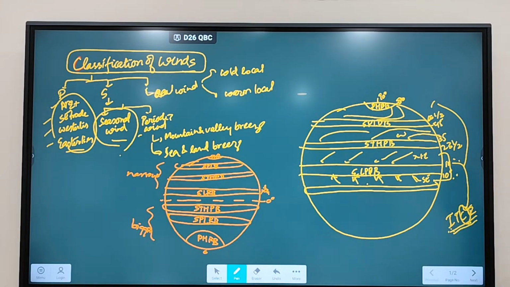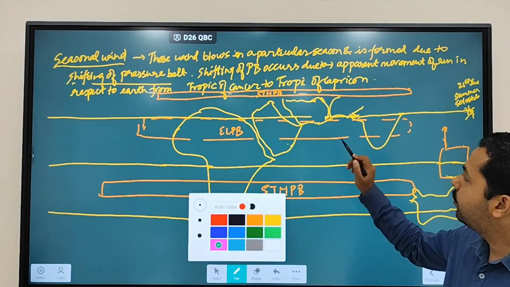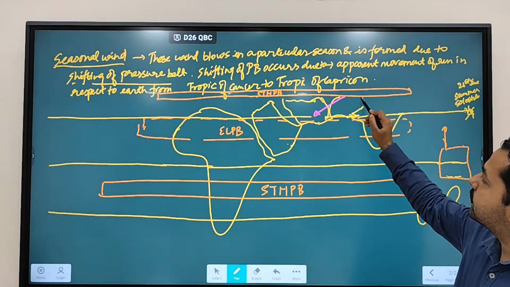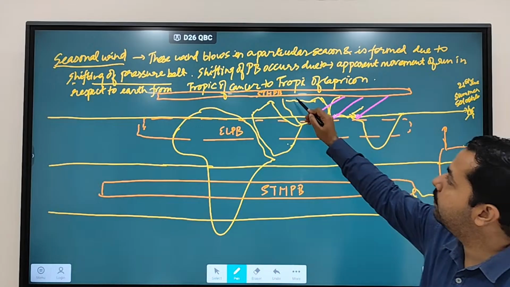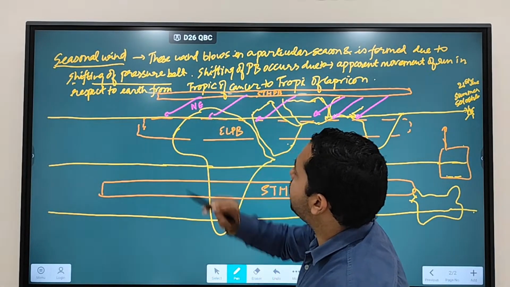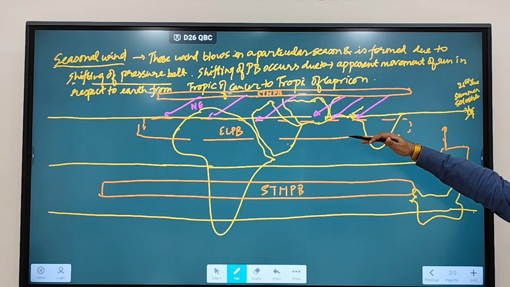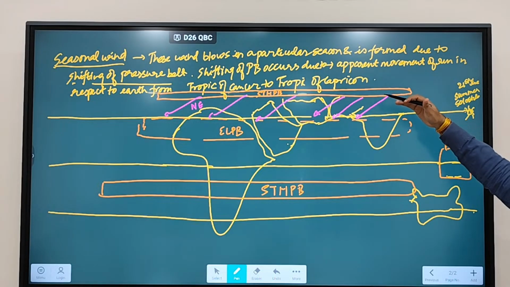So now what is happening? Assume the wind. The northeast trade wind will blow like this. So the northeast trade wind is blowing like this, from where to where? From the subtropical high pressure belt to the equatorial low pressure belt. You know that wind moves from high pressure to low pressure.